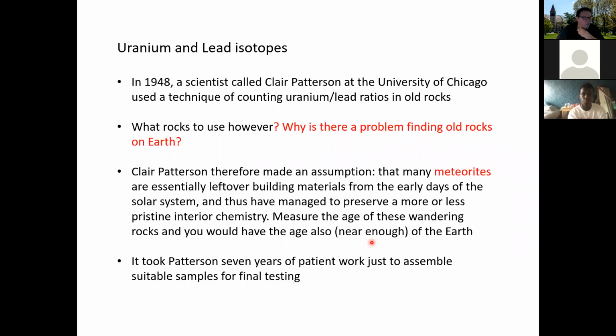I'll leave the punchline here in saying that what he found is that there was an incredibly small, narrow age, which lent a lot of credibility to this idea that, in fact, meteorites represented the timing of the formation of our solar system and gave us an idea about the time at which the Earth formed.